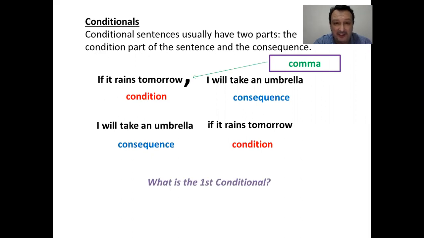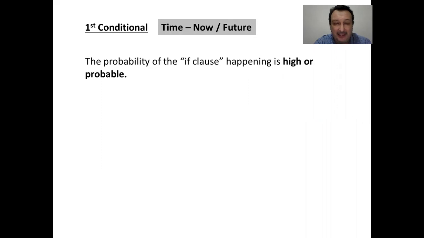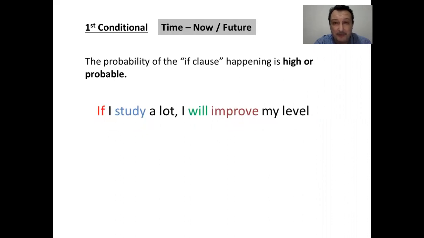All right. So what is the first conditional? In the first conditional, we're talking about now or the future, okay? And the probability of the if clause happening is high or probable. For example, if I study a lot, I will improve my level. In this example, the probability of me studying a lot is high, it's likely. There's a high probability that I'm going to study. I think I'm going to study. So in this case, if I study a lot, I will improve my level.